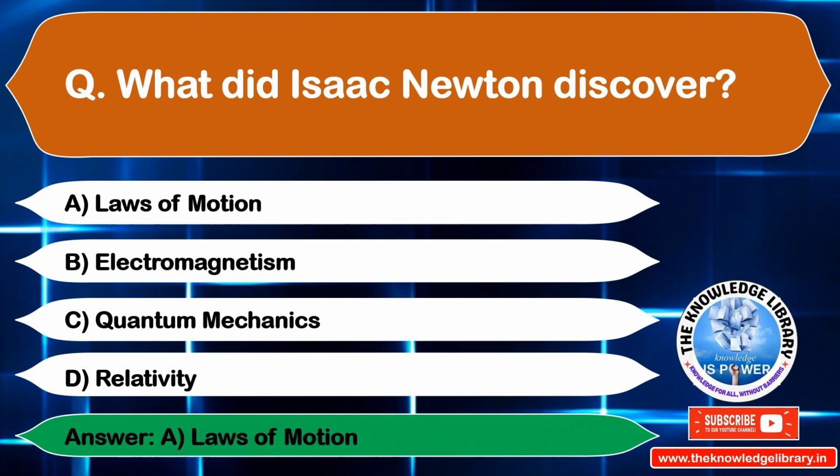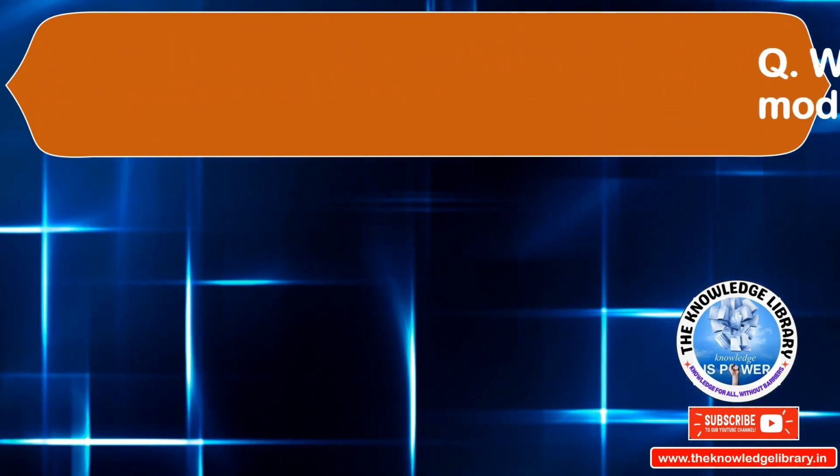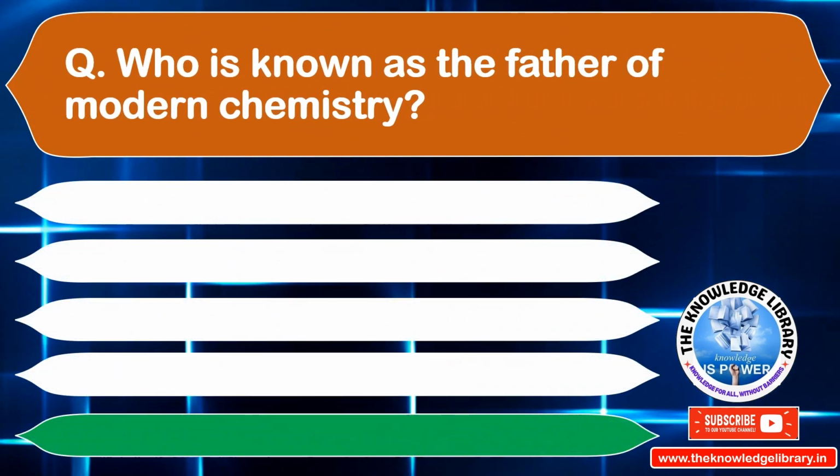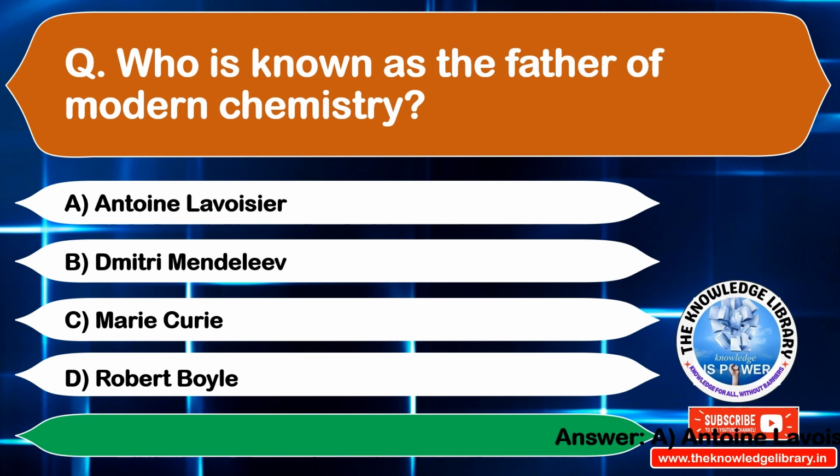Moving to the next question. Who is known as the father of modern chemistry? Option A, Antoine Lavoisier. Option B, Dmitri Mendeleev. Option C, Marie Curie. Option D, Robert Boyle. The correct answer is option A, Antoine Lavoisier.